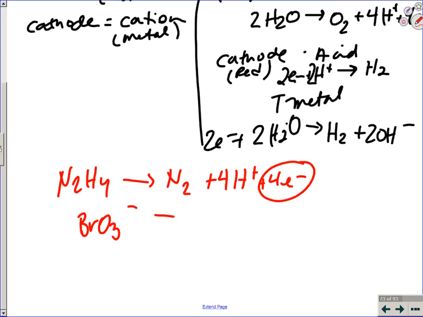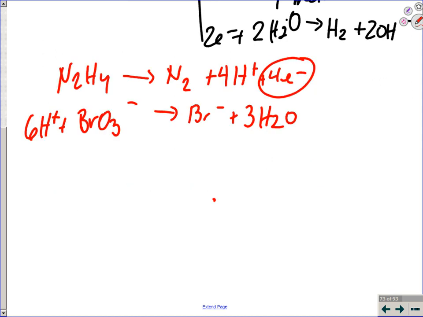But in the end, you can now balance this. This goes to bromine ion, 3 waters, 6 H pluses, and what else? Where's my electrons? Where are they? They're in the reactants, but how many do I have? 6, because this is 1 minus, this is 1 minus. This 6 H plus needs to be canceled with 6 electrons. So what's the common factor between these?